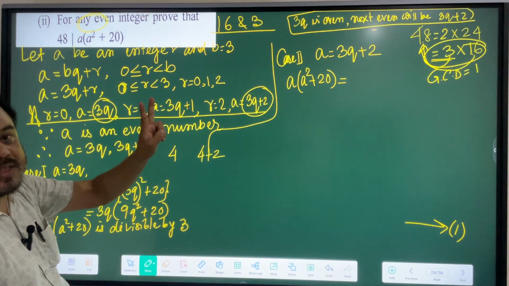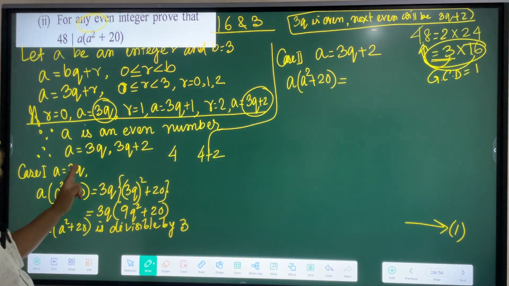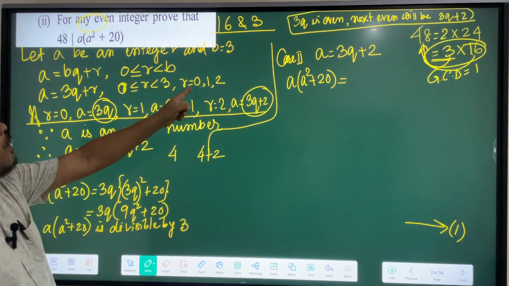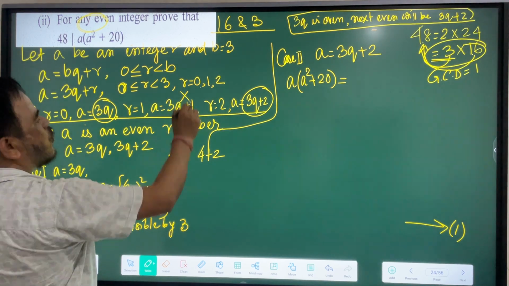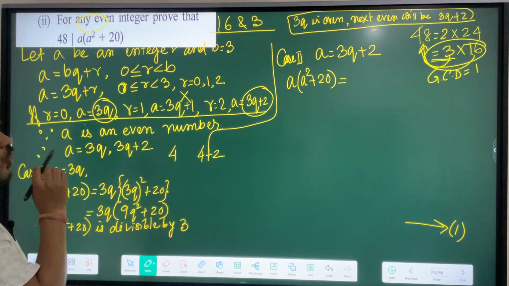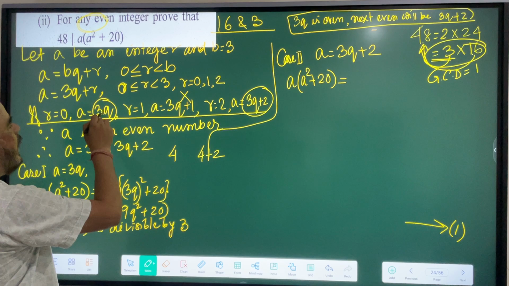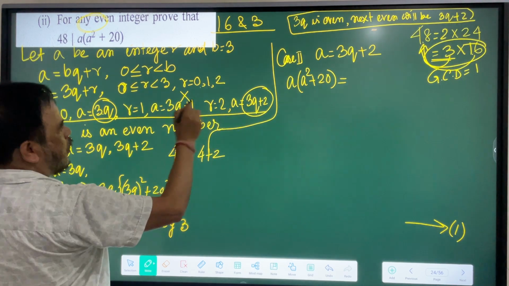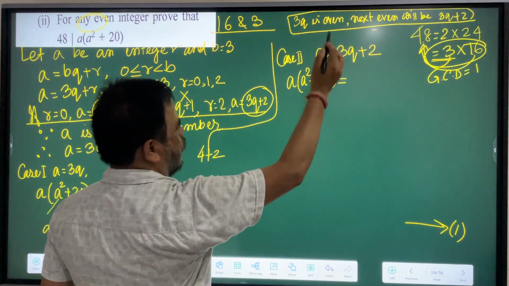So there are 2 cases only. Case 1 is a equals 3q. Case 2 is 3q plus 2. I hope you understand why we have avoided 3q plus 1. This is avoided because it is not even, it is odd. If it is 4, this is 4 plus 2. If it is 8, this is 8 plus 2, not 9. So case 2, a equals 3q plus 2.